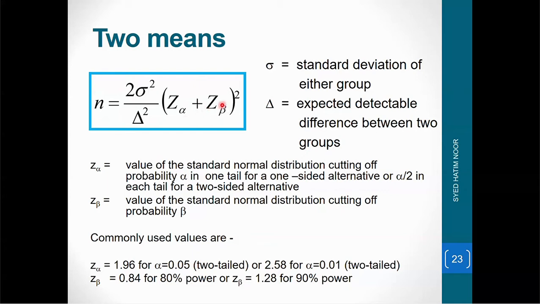So you have to calculate with 2 and then you add the dropout rate. Just now, for single mean and single proportion, we do not need to multiply because we don't have any grouping. That is for the single one only. But for two means and two proportions, what you calculate is for each group. So to get the total, you have to multiply with the number of groups. Is it clear?